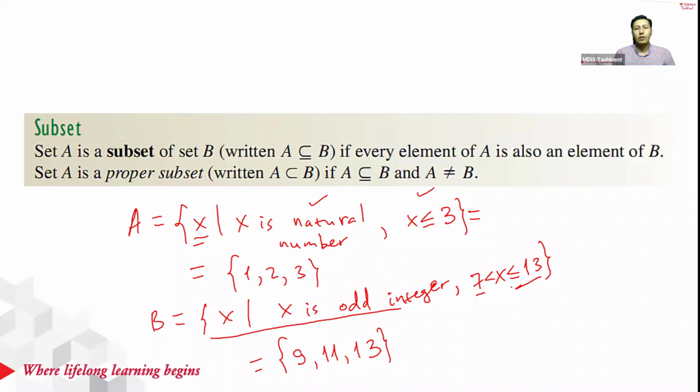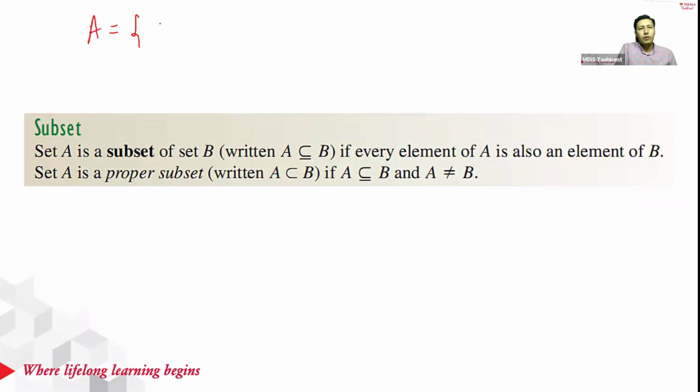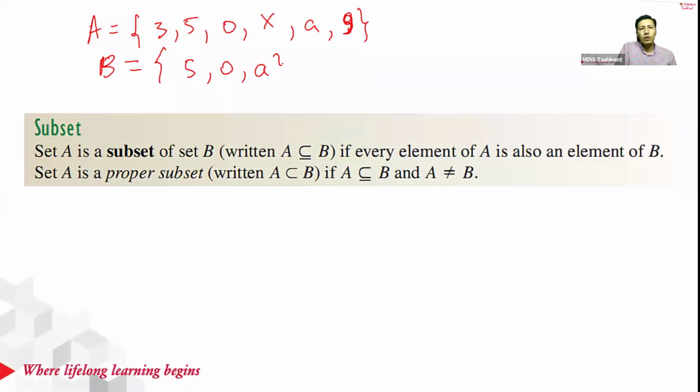You see, sets can be given in this form also. Let's write down A: 3, 5, 0, x, a. Then we have B: 5, 0, a. And C and D: 5, 0, x, 9.